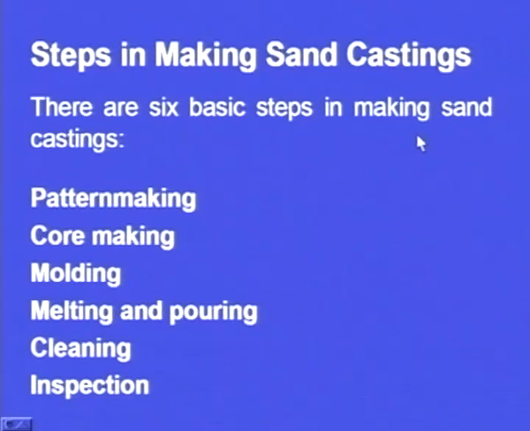And let us see the steps in making a sand casting. There are 6 basic steps involved in making a sand casting. One is pattern making, second one core making, next one molding, melting and pouring, cleaning, and finally inspection. First one is pattern making.